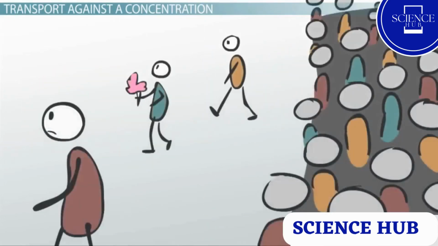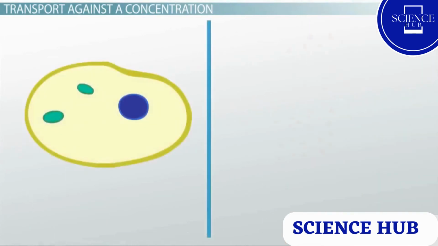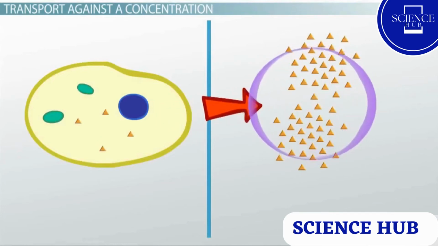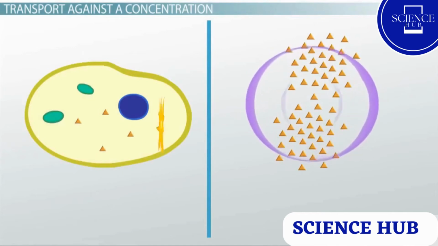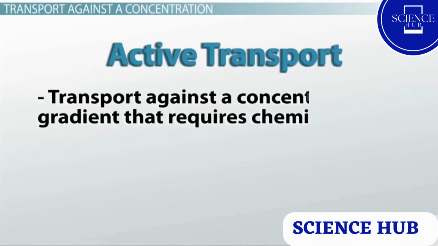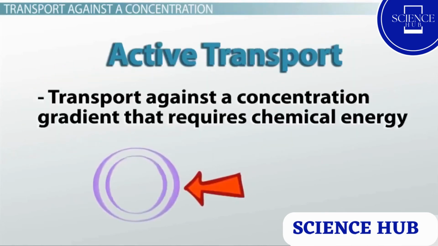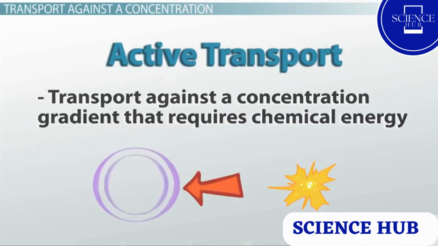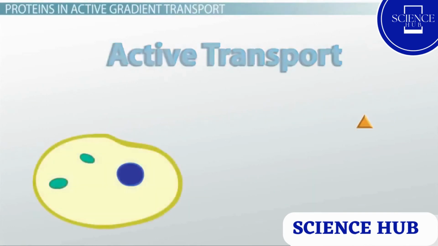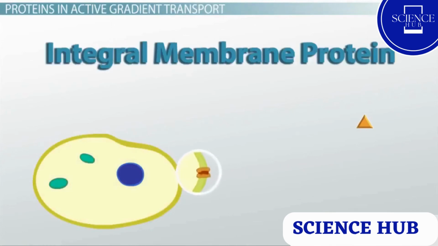That's easy. However, when a cell needs to transport something against a concentration gradient, or you decide to move from an area of low concentration of people to an area of high concentration of people, this is going to take some willpower, or in the case of the cell, some chemical energy. Active transport is transport against a concentration gradient that requires chemical energy. Active transport moves ions or molecules in a specific direction through the use of an integral membrane protein.